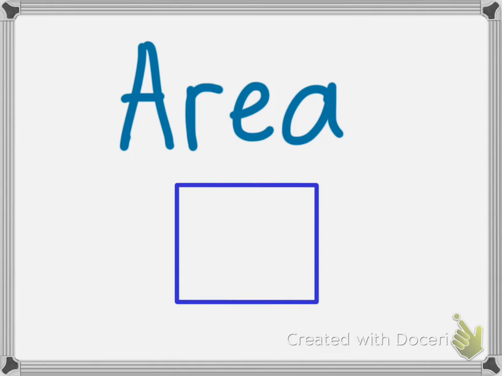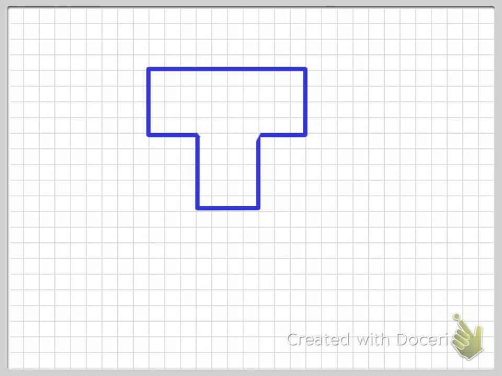Area is the number of square units needed to cover a region, or the amount of space covered by a shape. For example, when trying to find the area of this shape, we can count the number of square units it takes to completely cover the shape. Since there are 60 squares inside this shape, the area of this shape is 60 square units.